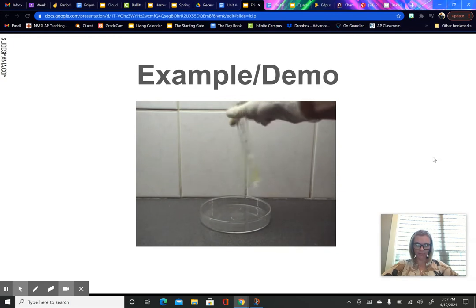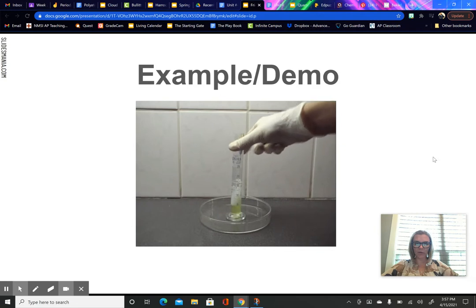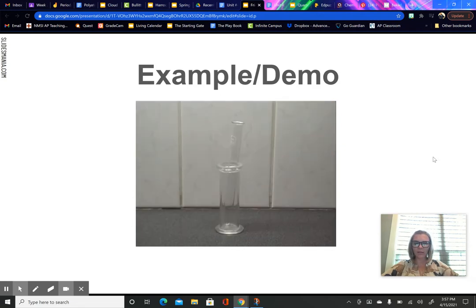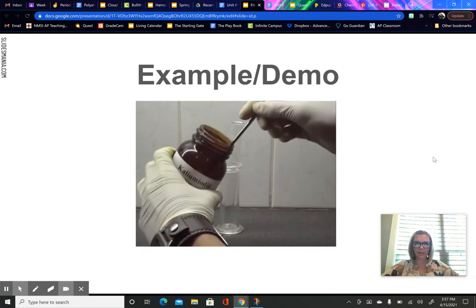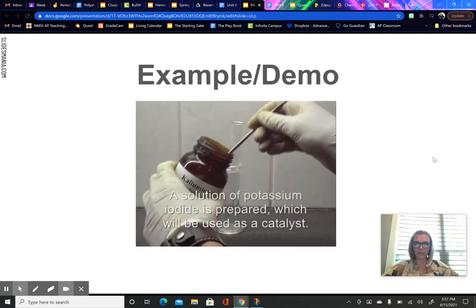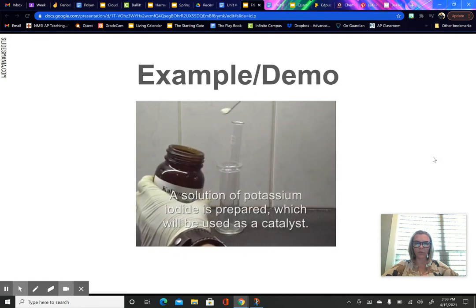So they added some soap. The reason for that is because this happens so quickly or so slowly that we want to try to capture the oxygen gas that's being released, and we do that in soap bubbles. So here's a little potassium iodide they're preparing.